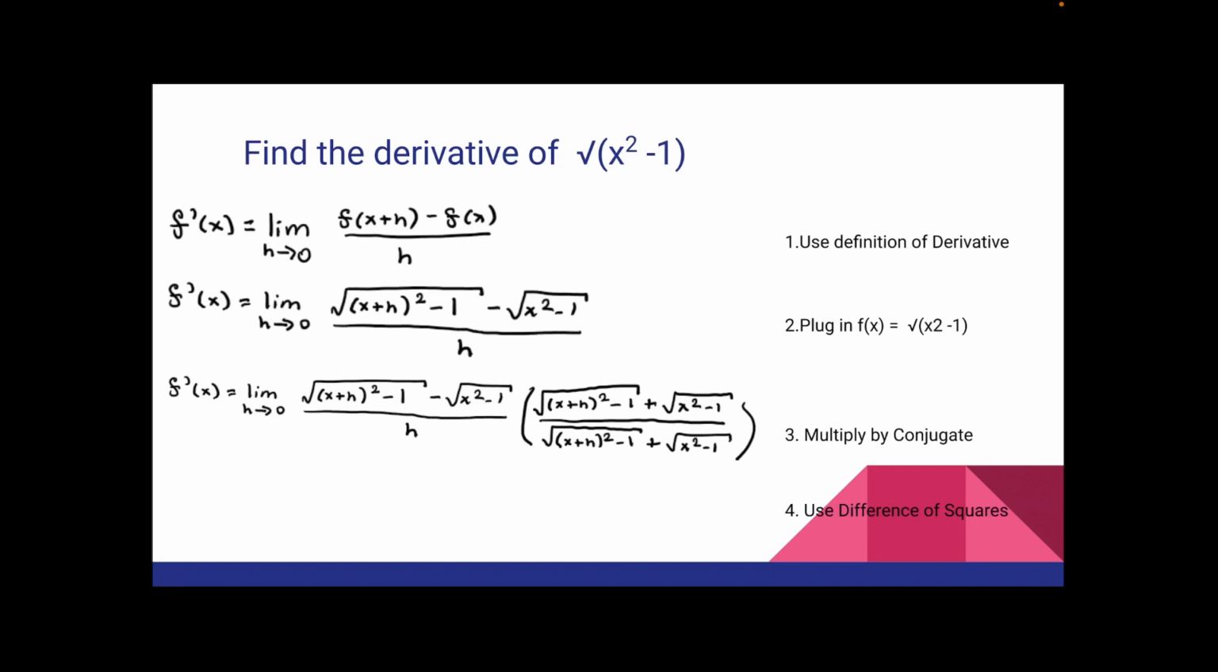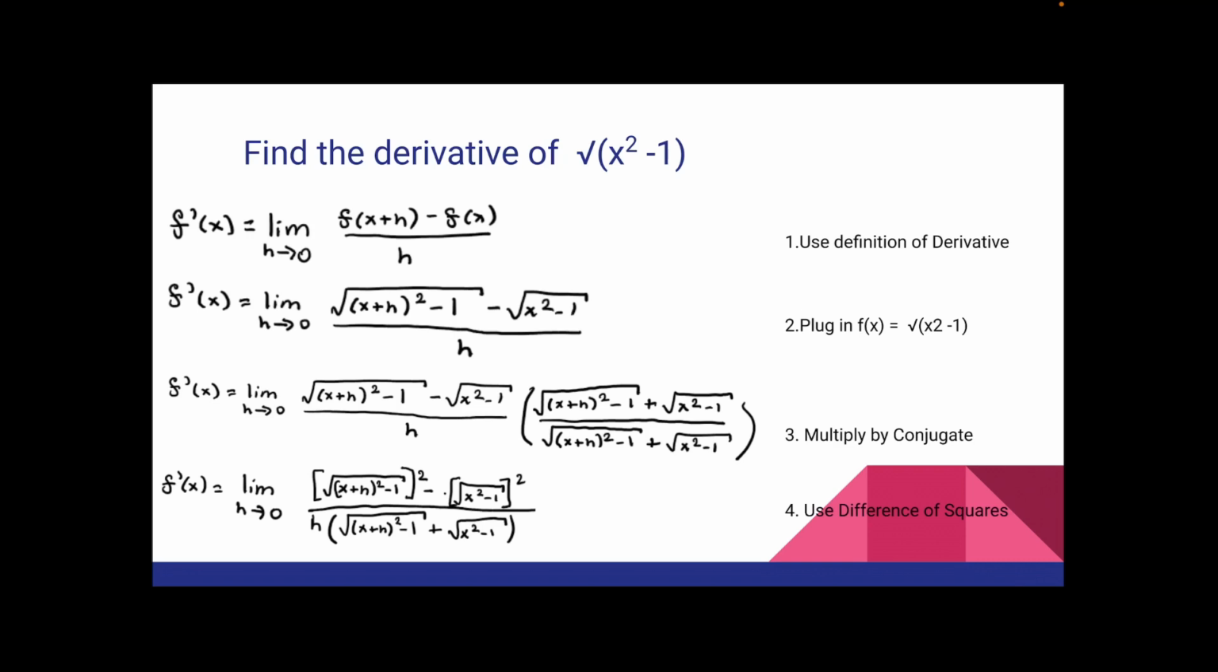When we multiply this, notice that in the numerator, we have something that resembles a minus b times a plus b with the two radicals, square root of x plus h squared minus 1 and square root of x squared minus 1. Therefore, we would have a squared minus b squared by the difference of squares formula. Notice how this helps eradicate the radicals in the numerator, freeing up the x plus h terms, allowing them to be combined, and we could eventually factor out the h.